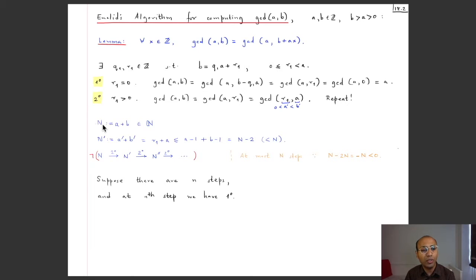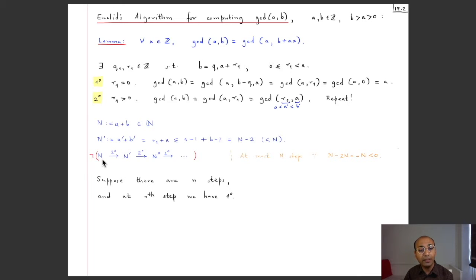Because if you start with this, then the updated sum of the two arguments will be this capital N prime, which is this new A prime plus B prime. But we know that A prime is this R1, which is strictly less than A. So this R1 is at most A minus 1. And this B prime is really A, and A we know is strictly less than B. So it is at most B minus 1. And A plus B is what we had called this capital N, and then you have this minus 2. So the updated sum of the two arguments is less than the sum you started off with. In fact, it is less than or equal to capital N minus 2.